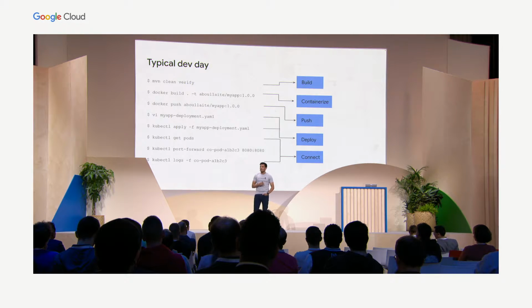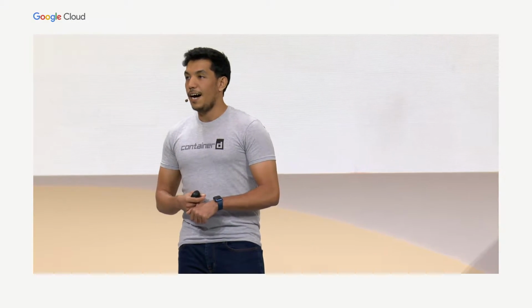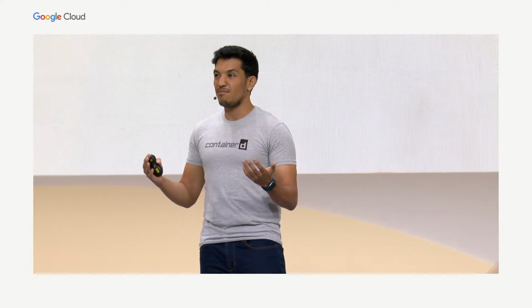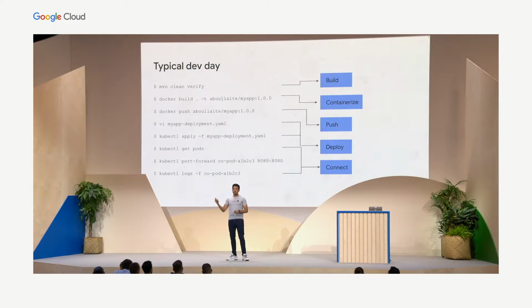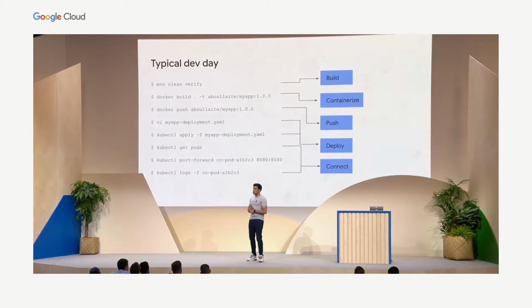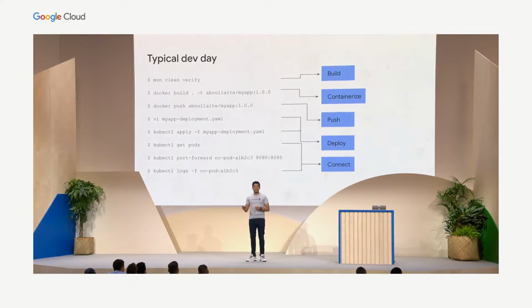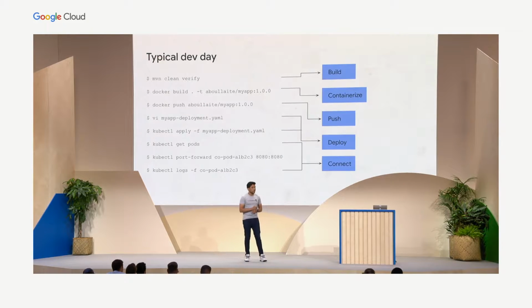So if we want to decompose and categorize all those steps, we can categorize them into 5 major categories. The first one is the build. So we build our artifact, a jar or whatever, and then we containerize it. Here, in the containerize phase, we generate our container image. And then we push it to our remote registry. And then we deploy it in our favorite container orchestration tool. And then we connect to that cluster to check if everything is working, right?